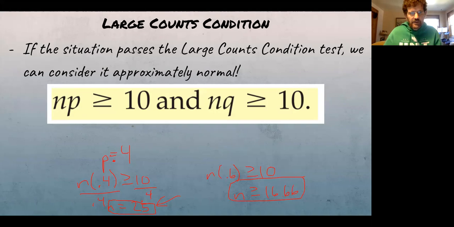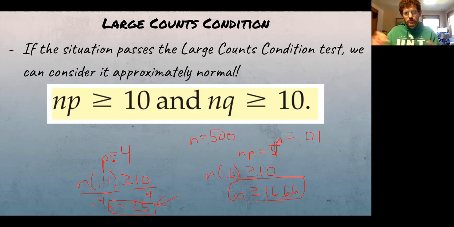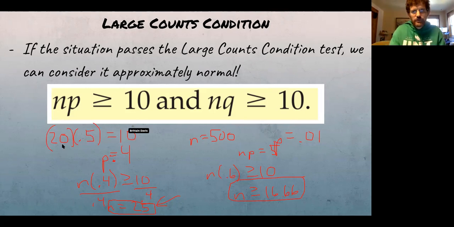And then on the flip side, I could say, oh, we've got a p of 0.01, a probability of only 1% of something happening, and I've got 500 trials. Is that enough? I'm just going to multiply n times p, which is going to be 5. So I don't actually have enough. I'd need 1,000 in this case in order to have enough trials to call it approximately normal. So you can see what happens as the probability gets lower and lower or higher and higher, then you need more and more trials. The fewest trials you'd need is if you have a probability of 0.5, and you can get away with just 20 trials. So it can range from 20 up to thousands.